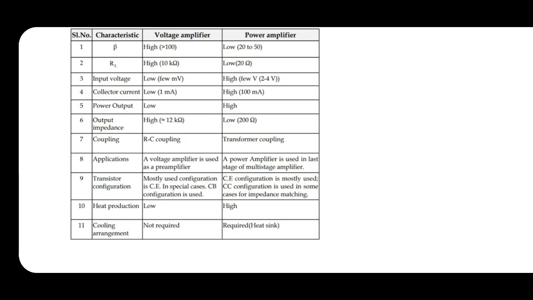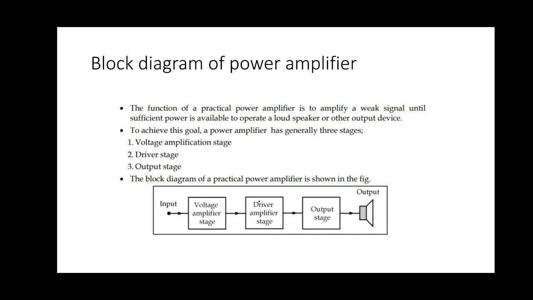Heat production is more in the power amplifier because we are applying a very high input current. In a voltage amplifier, it is very low. Cooling arrangement is required in a power amplifier because of the high current in the output, not required for the voltage amplifier. So these are the different comparisons. A heat sink is required for a power amplifier, not required for a voltage amplifier.